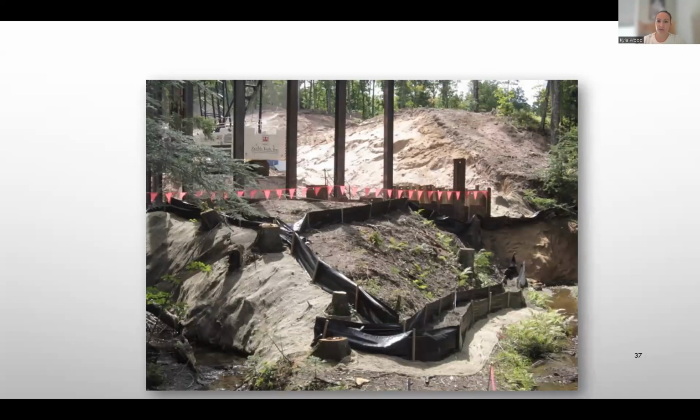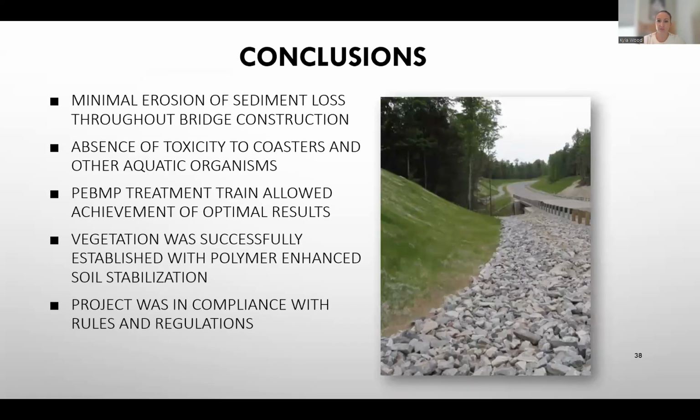Again, here are a few more pictures of that soft armoring and those sediment retention barriers that we're using to manage any of the turbidity that's running off of that site. These are really steep slopes, and we were really successful. There was not a lot of material moving off of this site. So there was minimal erosion and sediment loss through the bridge construction, and we had no toxicity to aquatic organisms.